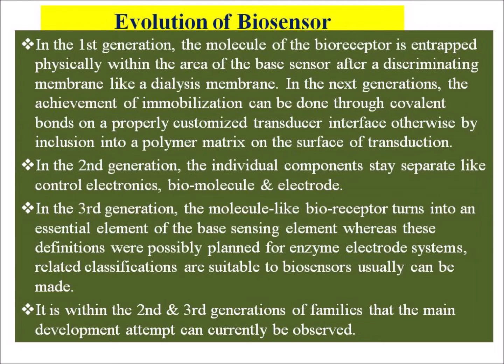In the second generation, the individual components stay separate, like control electronics, biomolecule and electrode. In the third generation, the bioreceptor molecule turns into an essential element of the base sensing element, whereas these definitions were possibly planned for enzyme electrode systems. Related classifications suitable to biosensors generally can be made. It is within the second and third generations of families that the main development attempt can currently be observed.